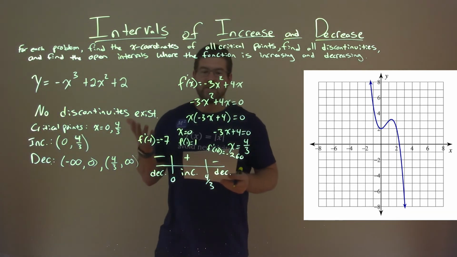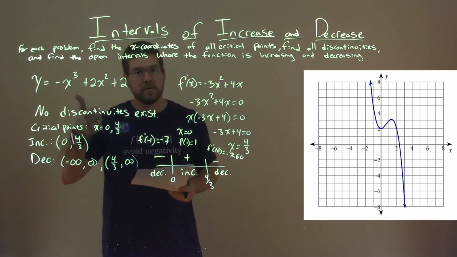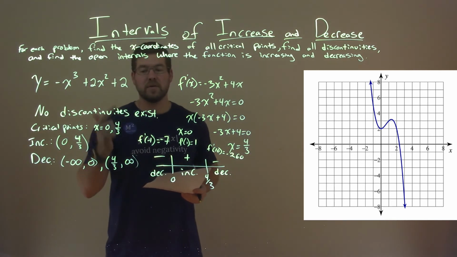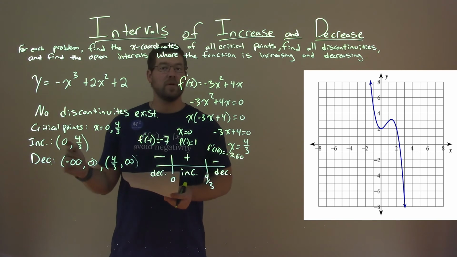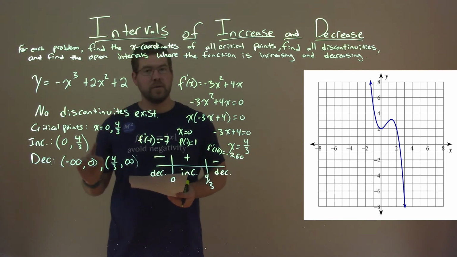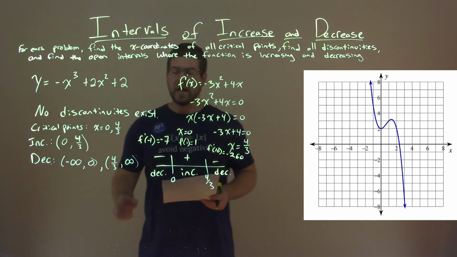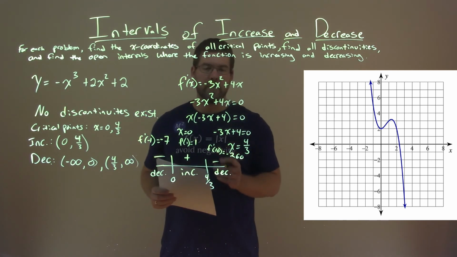And so there is our final answer for this function. No discontinuities exist. Our critical points are 0 and 4/3. We're increasing from 0 to 4/3, and we're decreasing from negative infinity to 0 and 4/3 to positive infinity.